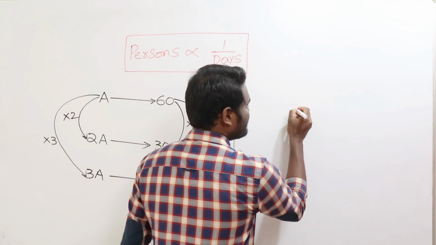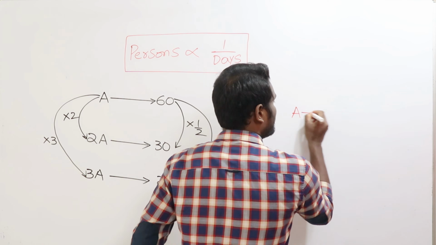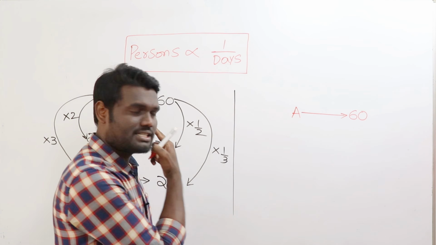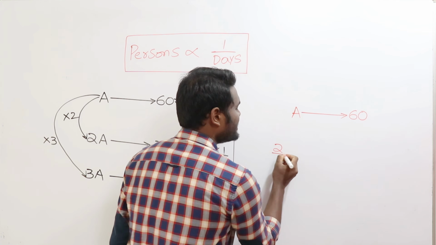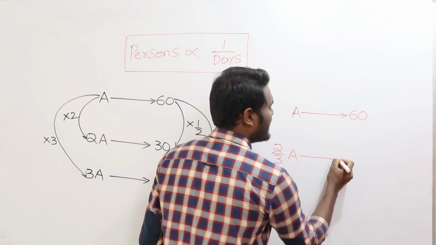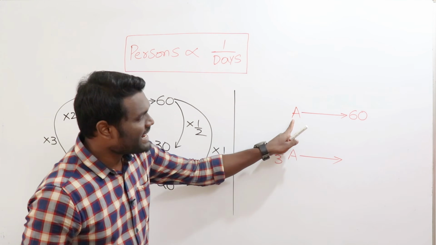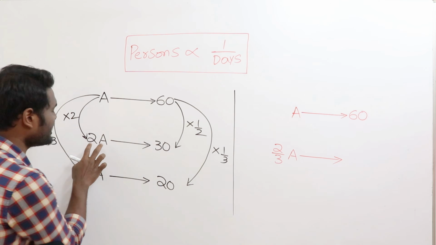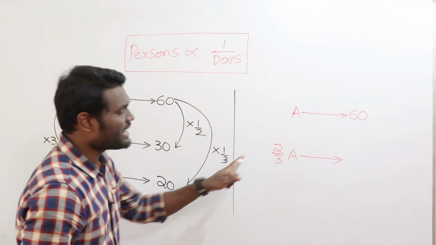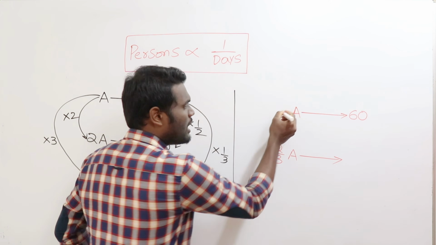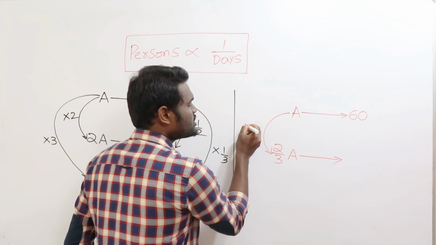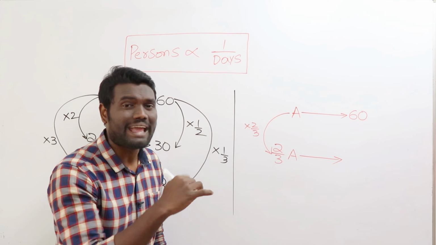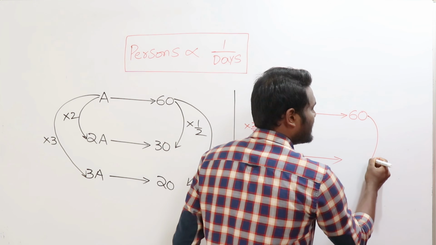Let us say, for example, A can complete a piece of work in 60 days. Then let us say 2 by 3 of A can complete the work in how many days? If A can complete the work in 60 days, now it is 2 by 3rd of A. Initially I took 2A, now it is in terms of fraction. Now if you observe, what happened to persons? Persons became 2 by 3. If persons become 2 by 3, the number of days should become the inverse, that is 3 by 2.